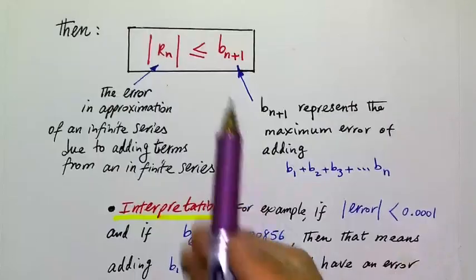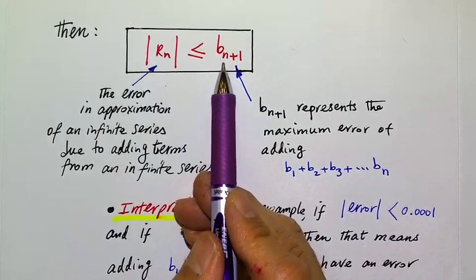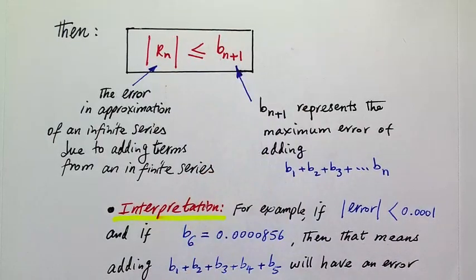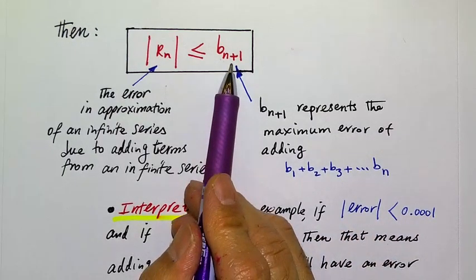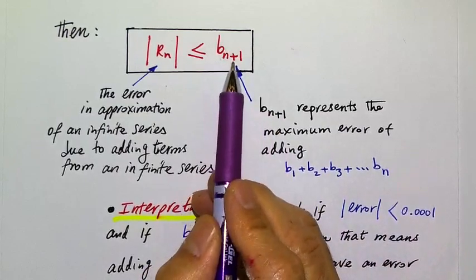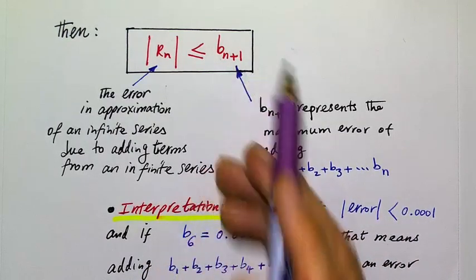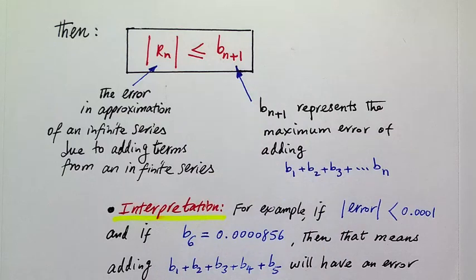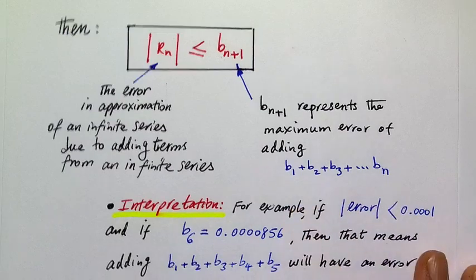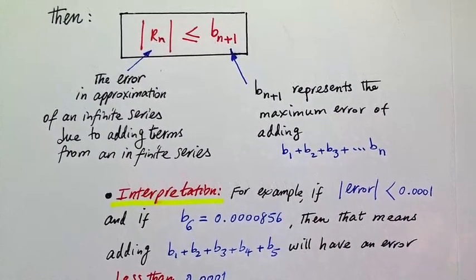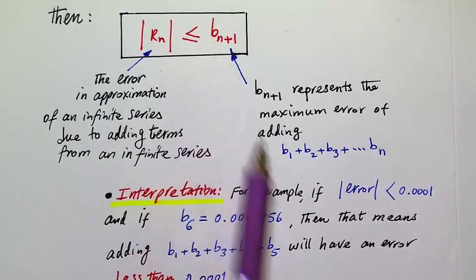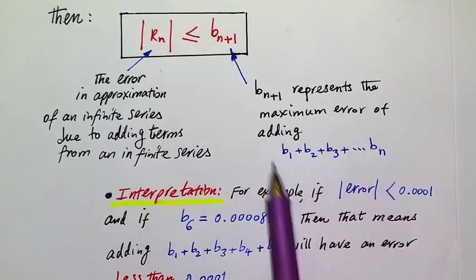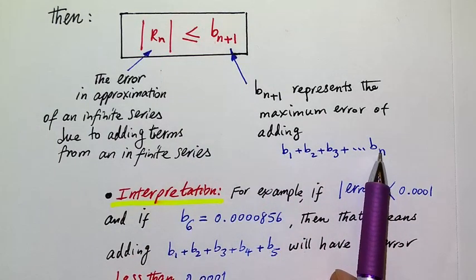So every Bn plus 1 gives us the error for adding B1 through Bn, excluding Bn plus 1. Let me repeat that. Every Bn plus 1 gives us the error amount, maximum error, for adding B1 through Bn. So this Bn plus 1 is telling us how much error we have if we add B1 through Bn.